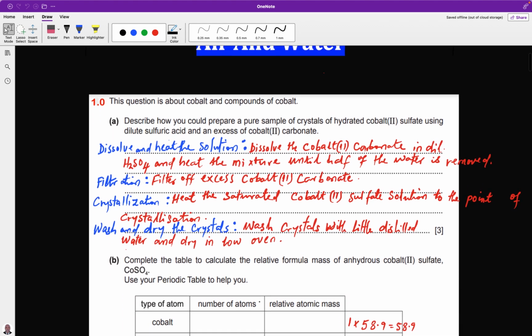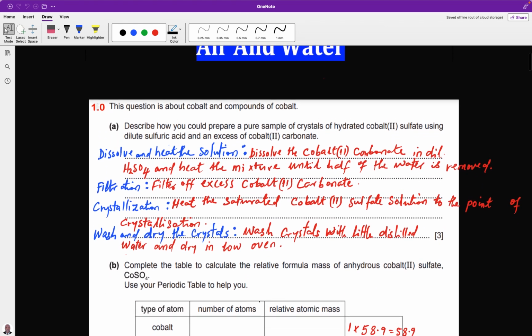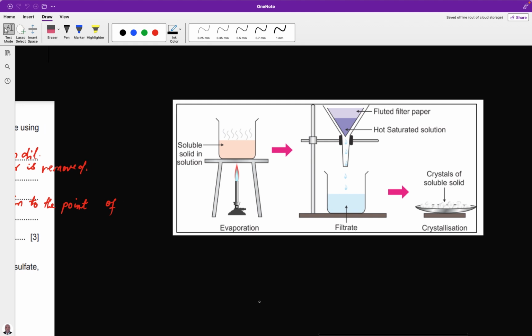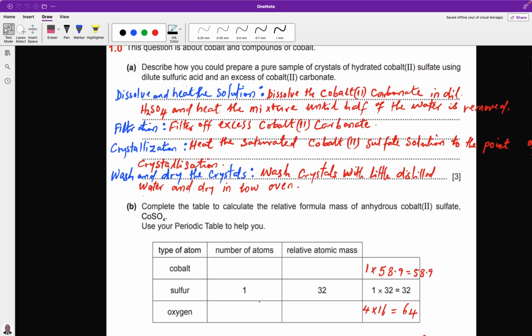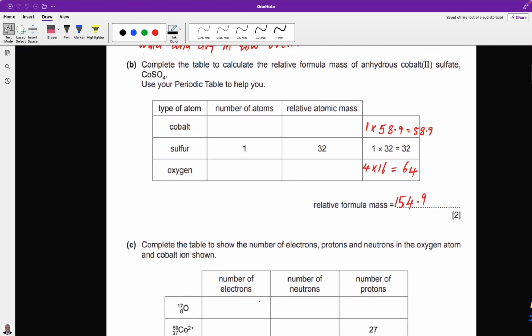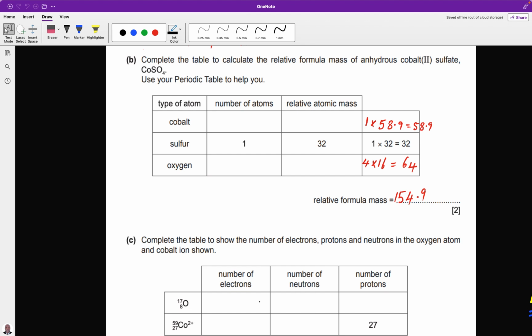The B part of it, once more, you can do it. Remember this diagram. The diagram will show you how you can go through it. Okay. Question B part of it.